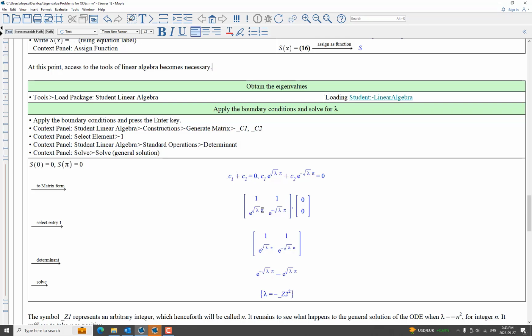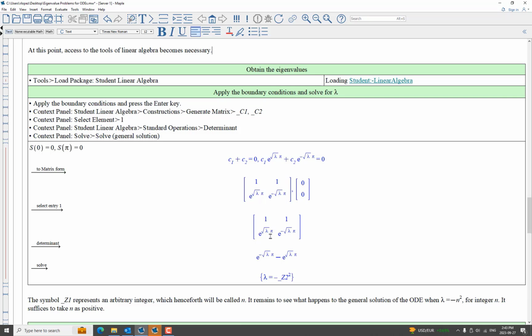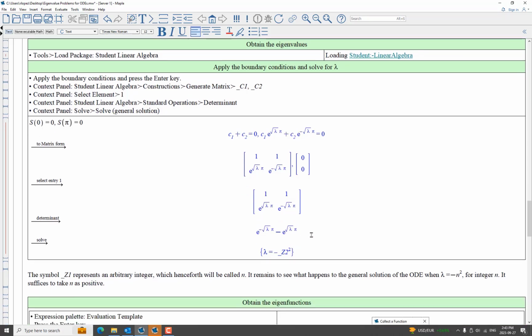non-trivial solutions, the determinant of this matrix has to be 0 because these are homogeneous equations. So I grab this. There's the matrix whose determinant I want. There's the determinant. I set this equal to 0, which the assumes command handles, and solve for lambda. And this symbol, underscore C2, stands for an integer. So minus n squared. So lambda equals minus n squared for integer n are the eigenvalues. And clearly I can just take n positive.